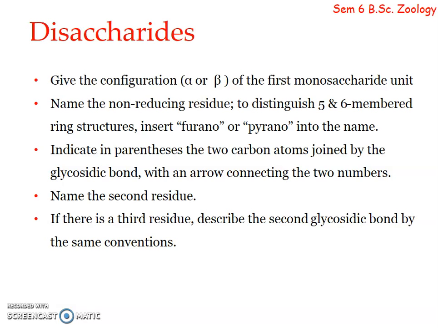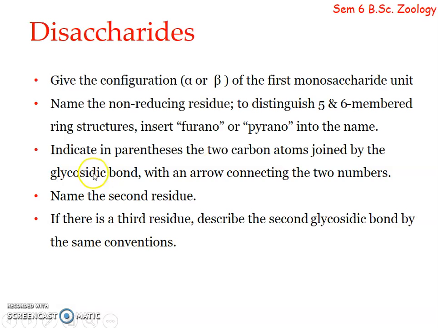Then next, we insert furano or pyrano for the 6-membered or 5-membered structure. If it is gluco, it will be glucopyranose. If it is fructo, it will be fructofuranose. Likewise, we will be modifying the names of the residues.